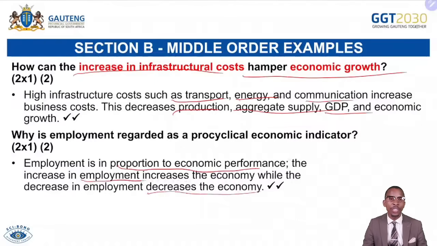Productivity is pro-cyclic, because as productivity decreases, economic activities also decrease. As productivity increases, economy also increases. So productivity becomes pro-cyclic as an economic indicator.